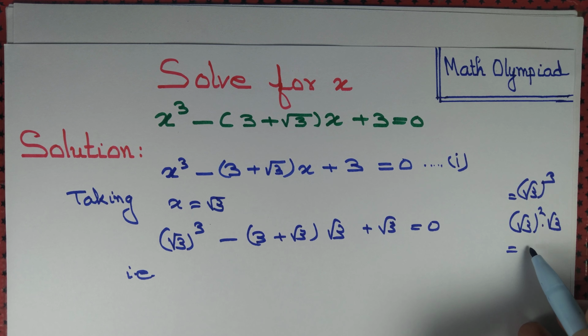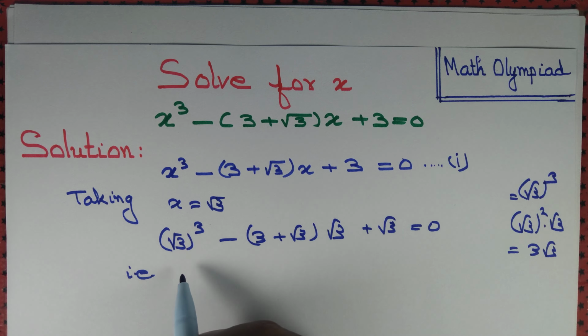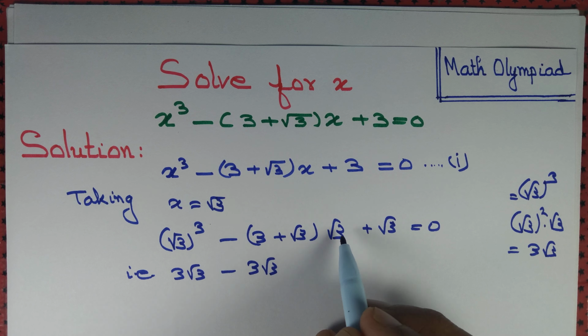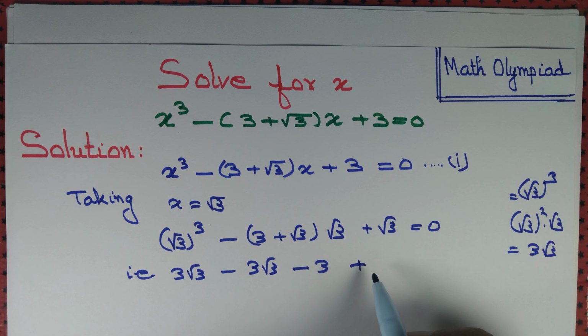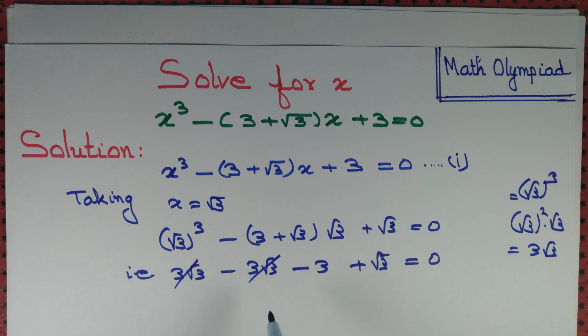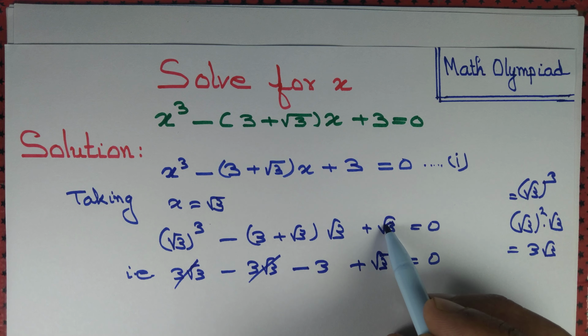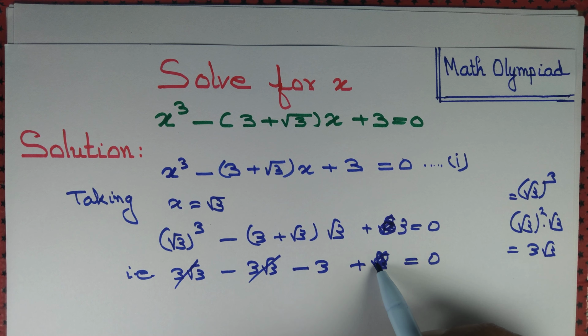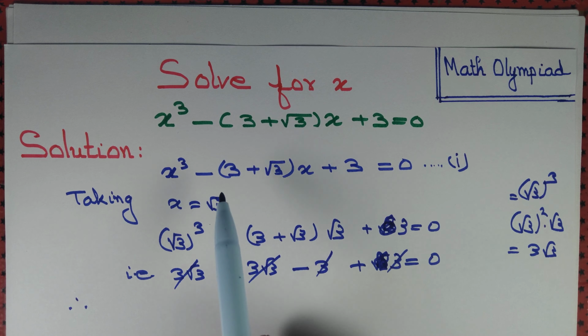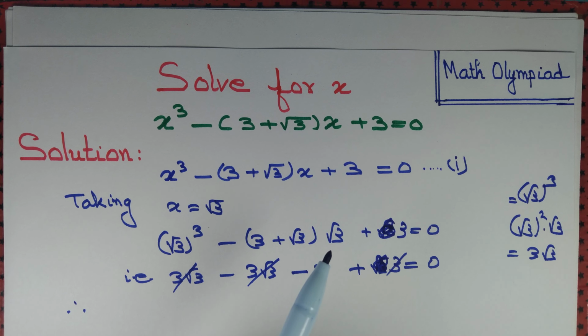But root 3 square is just 3, so 3 root 3. So root 3 cube is 3 root 3. And then if I multiply it, 3 root 3 as it is, minus root 3 into root 3 is 3, plus root 3. We want this to be equal to 0. Is that true? 3 root 3 gets cancelled. Oh, I wrote it wrong. So it's 3 here, not root 3. Yeah, so you see that 3 also gets cancelled. So, okay. Therefore, I can say that x equal to root 3 satisfies equation 1.